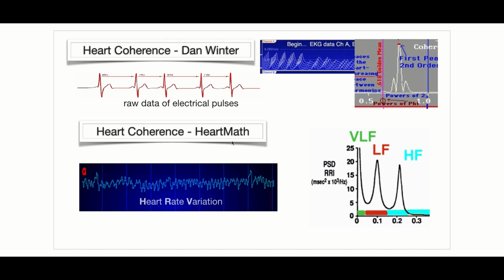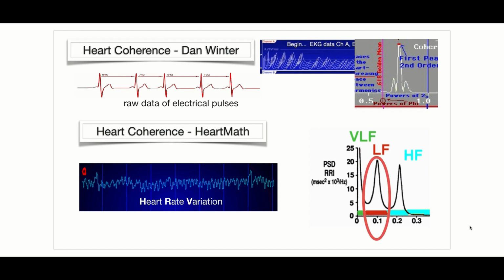And what Armat is doing is making an analysis of the HRV, so it's a little bit different. This is raw data, the raw data of the heart pulses. What we are doing now, and that's also what we are doing with our app, is making some analysis of HRV. So we don't have the direct information from the pulses. We are analyzing the variation of the heart rate.